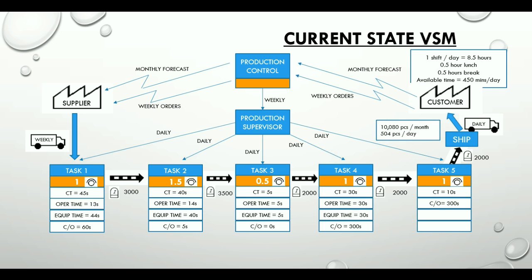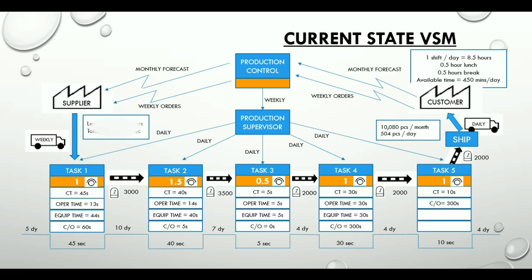Every task has its own cycle time in seconds, which we can show in the map. Wait time in days between each process is also shown here. We can also quickly paste a summary of the highlights of the process here to the left, just below the supplier icon.